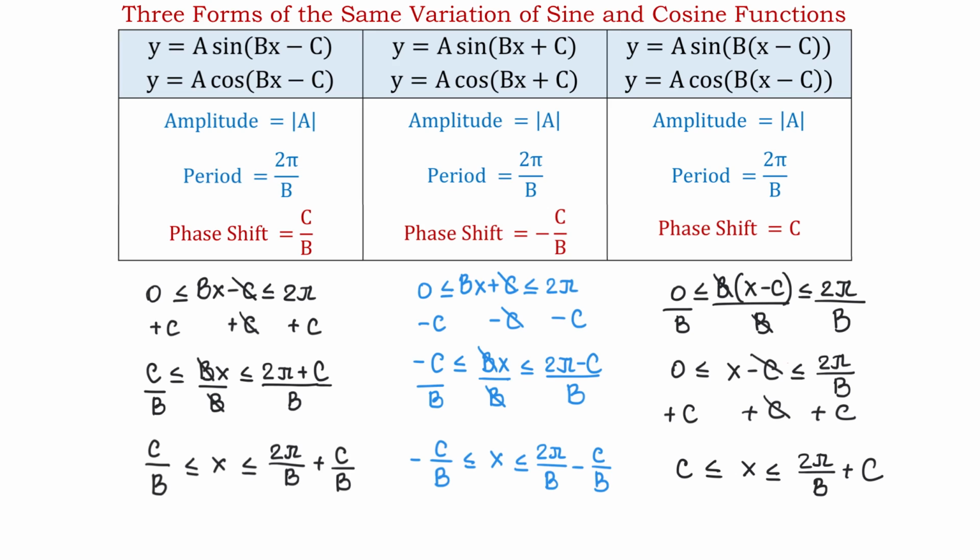So again, with form 1, the phase shift is c over b. With form 2, the phase shift is negative c over b. And with case 3, the phase shift is c.